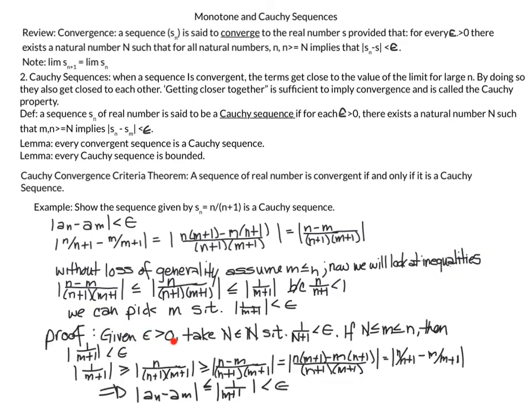So given epsilon greater than 0, I'm going to take capital N from the natural numbers such that 1 over capital N plus 1 is less than epsilon. As I said, since N is a natural number, I can get rid of the absolute values. Then I know that if capital N is less than m and n, I start with 1 over m plus 1 is less than epsilon, and then I do all of these calculations backwards until I finally get to an minus am is less than 1 over m plus 1, which is less than epsilon, which is exactly what I wanted to show.